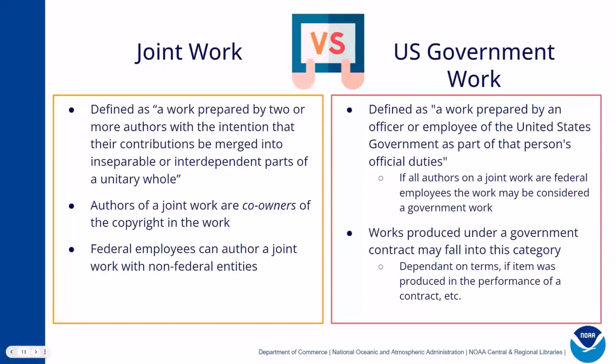A joint work is a work that is prepared by 2 or more people with the intention that their contributions be merged. So, you enter into a partnership with someone to create a journal article. That is a joint work because it was your intention to create something that would be a whole together, right? It's a unitary whole. Authors of a joint work are the co-owners of the copyright in that work. So if I write an article with Dave, let's say, Dave and I are co-owners of that copyright.